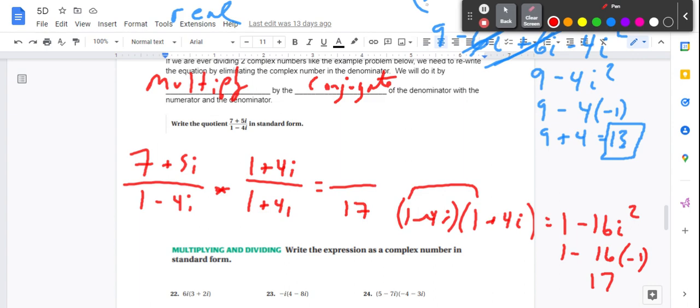On top, I'm going to do this in a different color over here so we don't get confused. So we're going to have 7 plus 5i, and we're going to times it by 1 plus 4i. All right, so we'll distribute that through. 7 times 1 is 7. 7 times 4i is going to be 28i. 5i times 1 is 5i. And then 5i times 4i is going to be 20i squared.